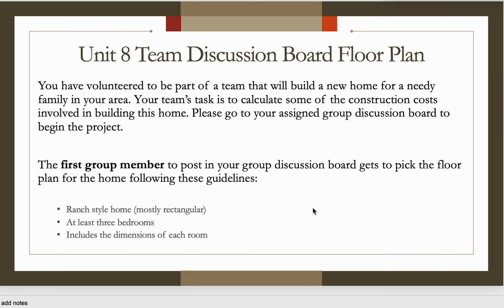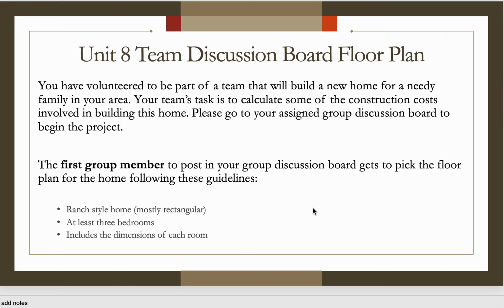A team discussion board. So this week you're doing a group discussion, which means you need to start your discussions as early as possible in the week. What your group is doing is calculating the construction cost that's going to be used to build a home. You're only going to see the discussion threads for your group. You're not going to see the whole class.